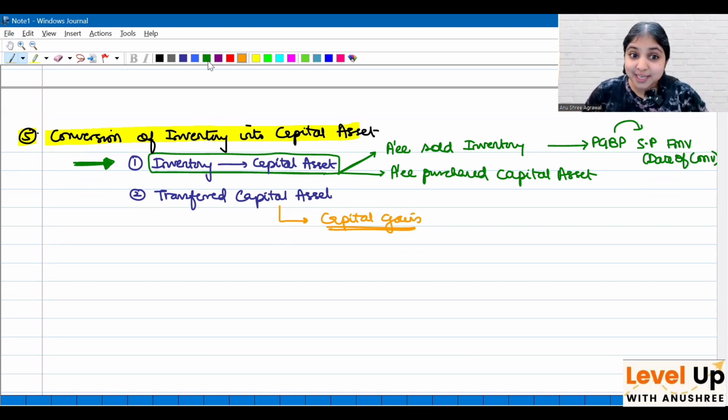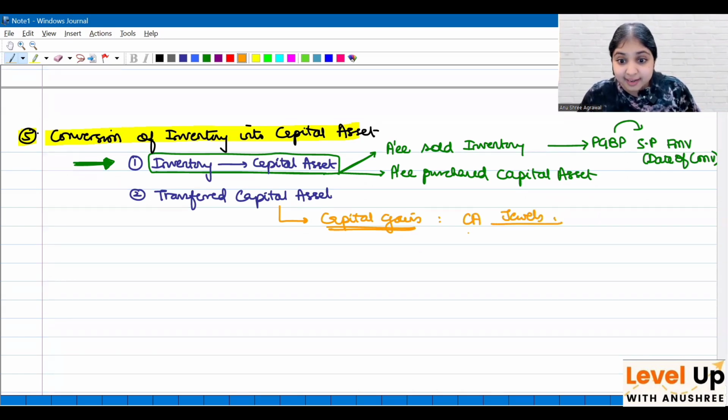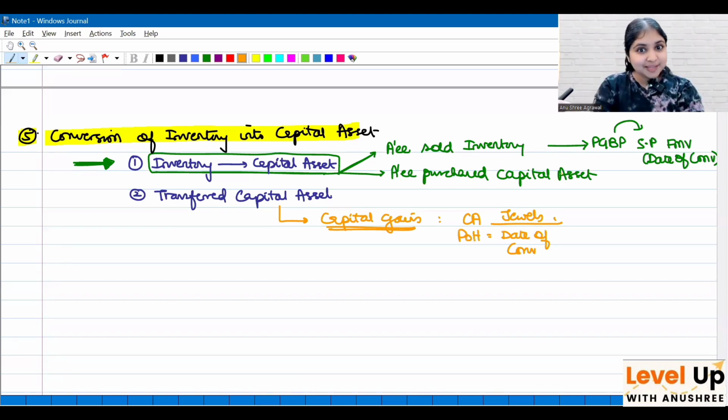Now, how will you compute the capital gains? Our usual steps you will follow. What's my first step? Tell me. Capital asset. So you will write capital asset: jewels. Then the period of holding you need. When will the period of holding start? On the date of conversion, you're going to assume you purchased the capital asset. So don't you think the period of holding will start on the date of conversion? Because when you're doing this conversion, on that day you're assuming you purchased a capital asset. Is it falling in place? Is everything falling in place?